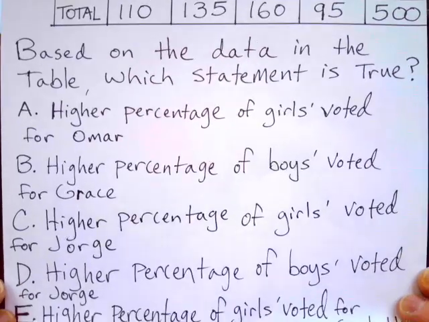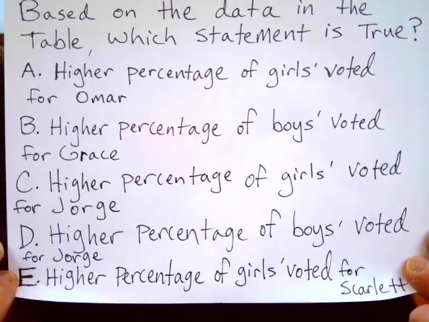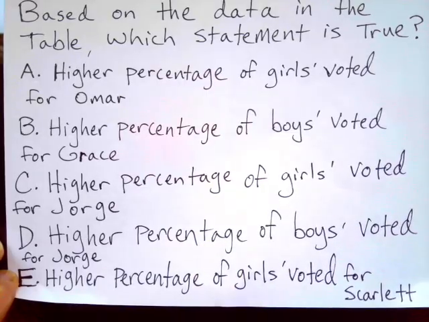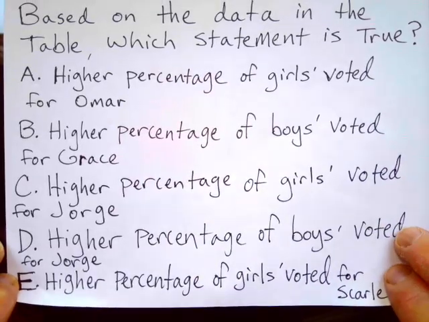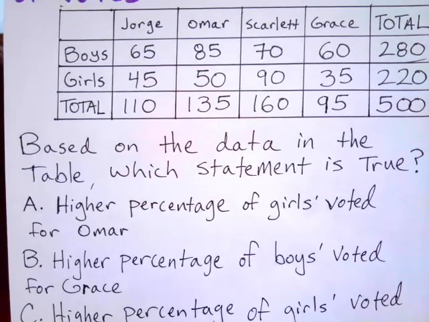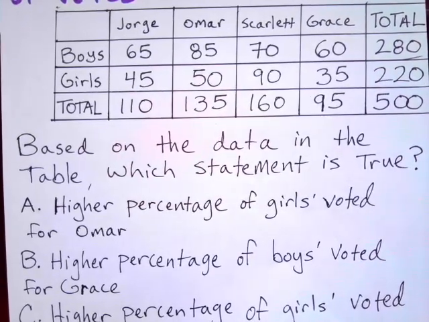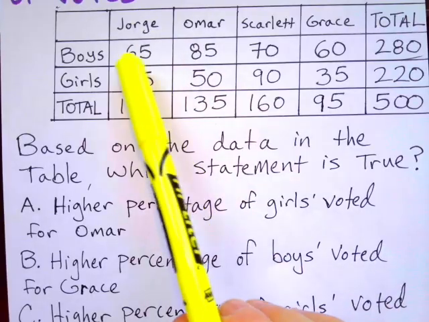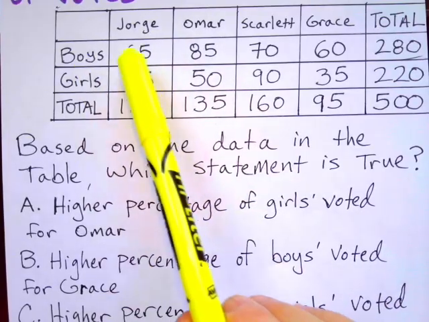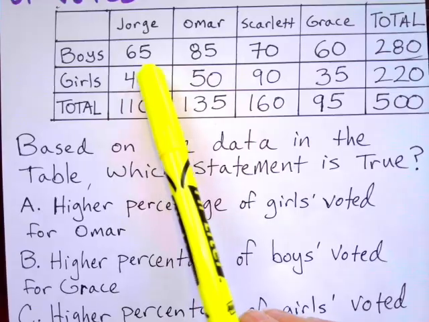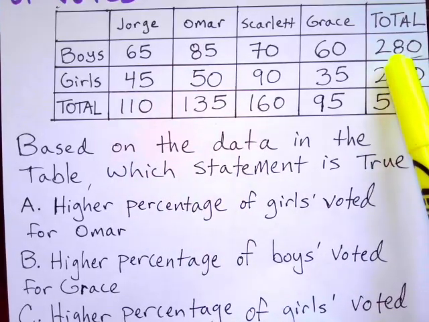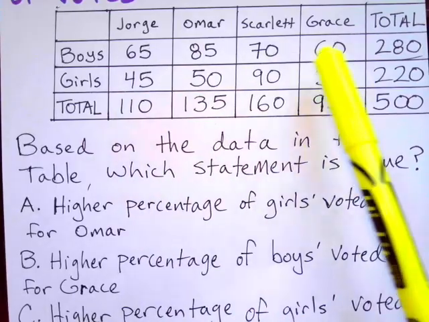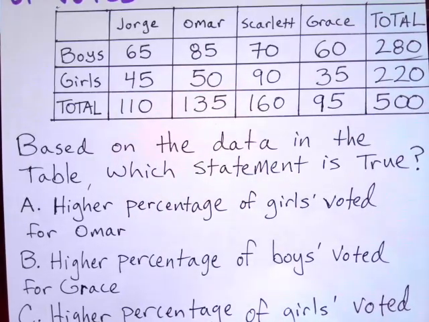Let's take a look at D. Option D here. A higher percentage of boys voted for Jorge. So coming back down here, we're going to take a look at boys and Jorge. 65 boys voted for Jorge out of a total of 280. So that's going to be my fraction or ratio, 65 over 280.